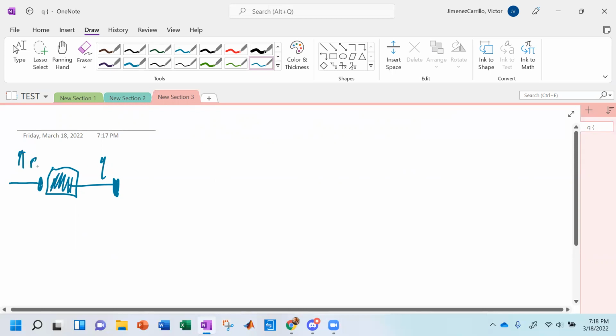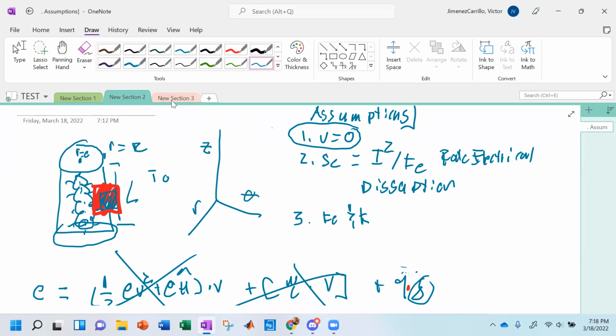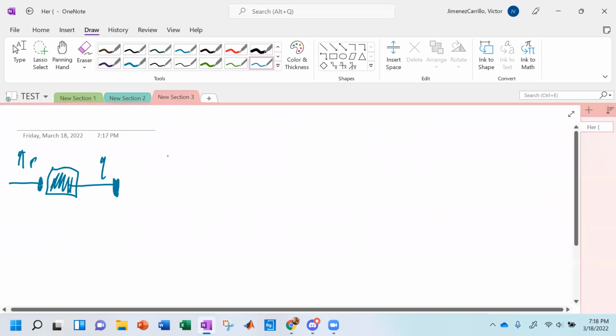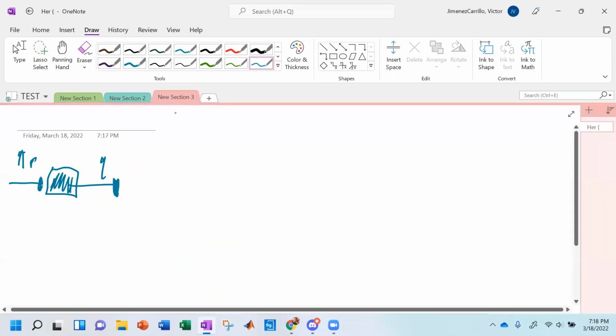Is this still the same problem, or is this now with flow? No, this is the same problem. We just took a slice of our cylinder. So that's the slice. Okay, cool. And it's going down in the Z direction, technically, right? Yeah, it's parallel to it.